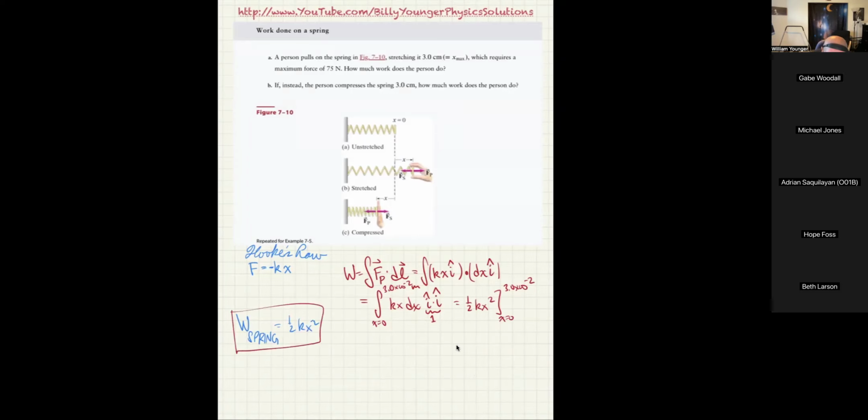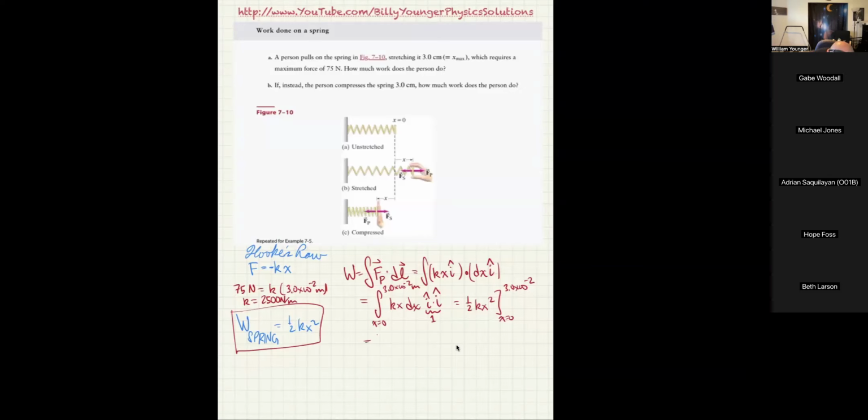In this case, we actually have to figure out exactly what the k is, and we already know that because it says it required a maximum force of 75 newtons to move it 3 centimeters. So we can say 75.0 newtons, actually it wasn't supposed to be 0.0, 75 newtons is equal to k times 3.0 times 10 to the negative 2 meters. So k is equal to 75 divided by 3 times 10 to the negative 2, which gives me 2,500, and that's newtons per meter.